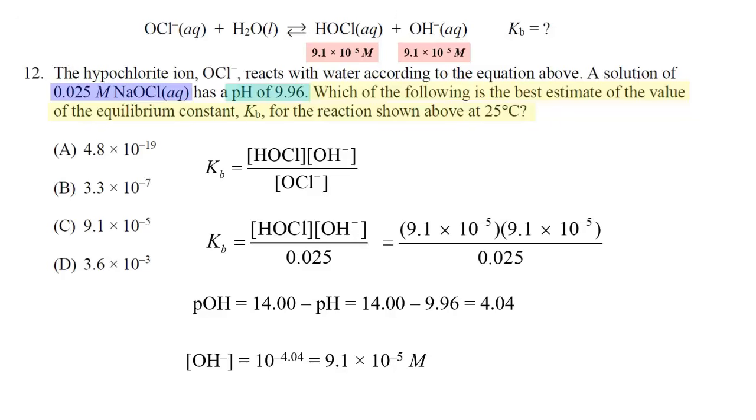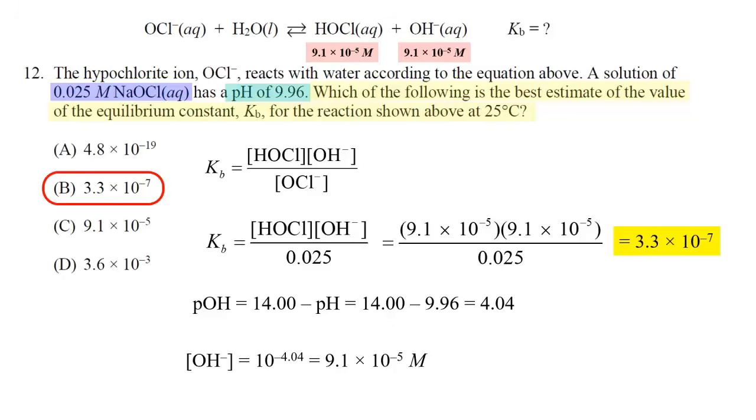So now you can see I can fill in the Kb expression with 9.1 times 10 to the negative 5, and that number is going to be squared in the numerator of this expression, and then divided by 0.025. So when I do that particular calculation, the number I get is 3.3 times 10 to the negative 7. So that is the value of Kb, which means that the correct answer to question 12 is choice B.